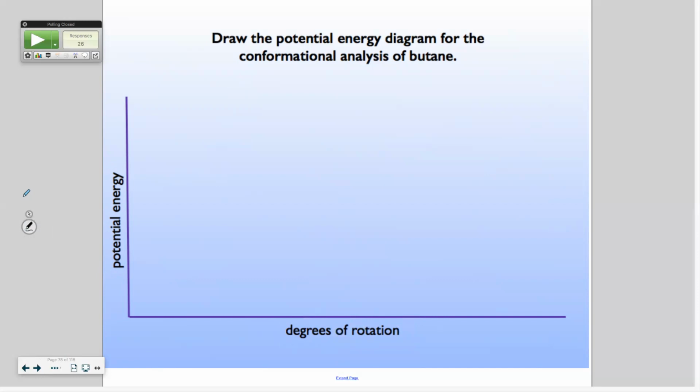Low. Why? Because it's anti and it's staggered and it's the what in energy? The lowest one of all those pictures, right? So we're going to put A down here. We're going to take A and go 60 degrees and we get to B. B is what? Eclipsed. So where do you think I should put B?